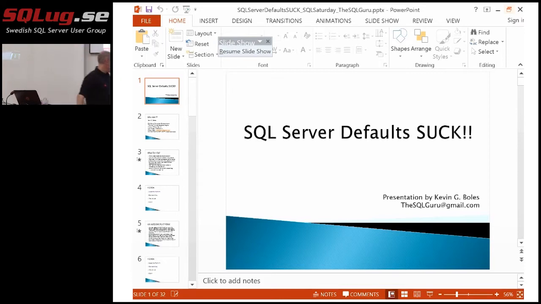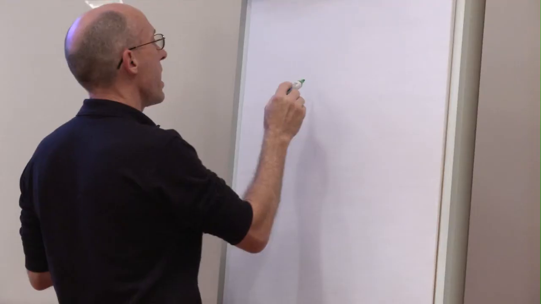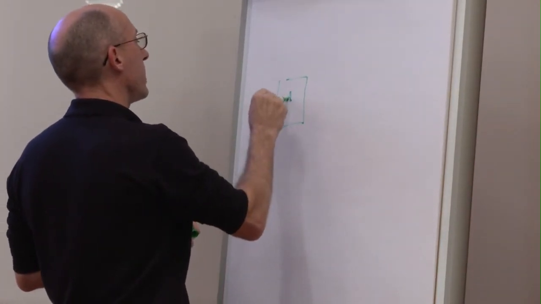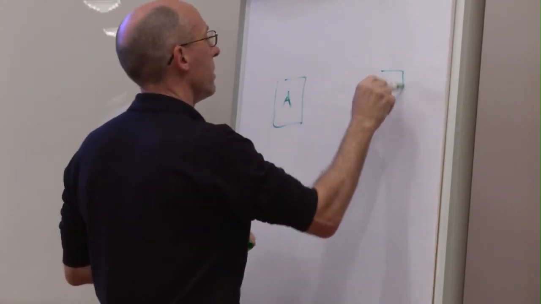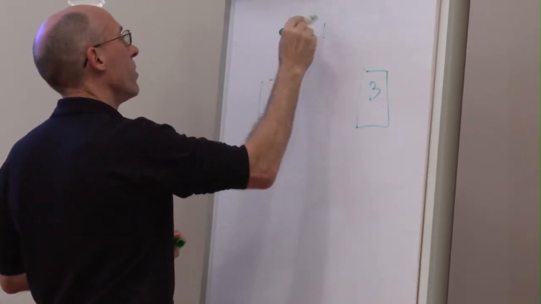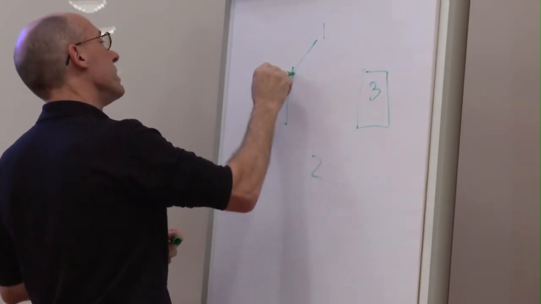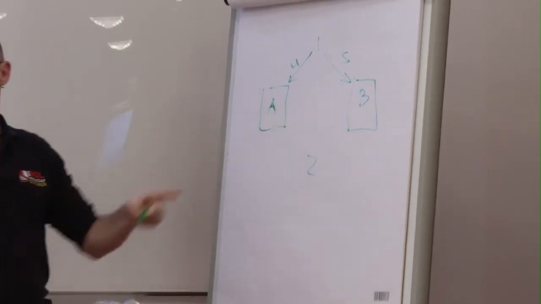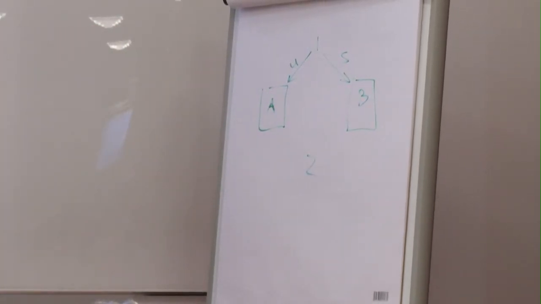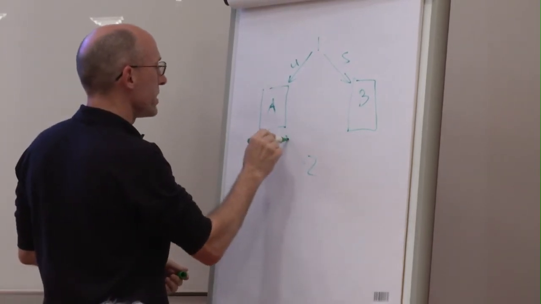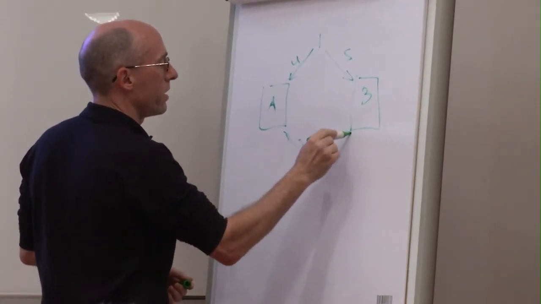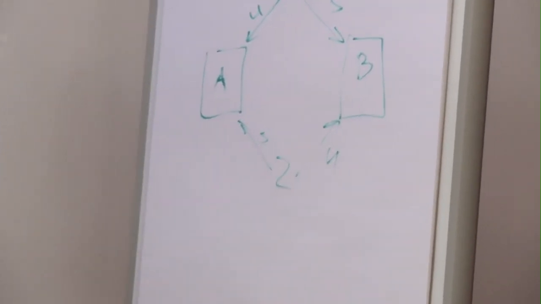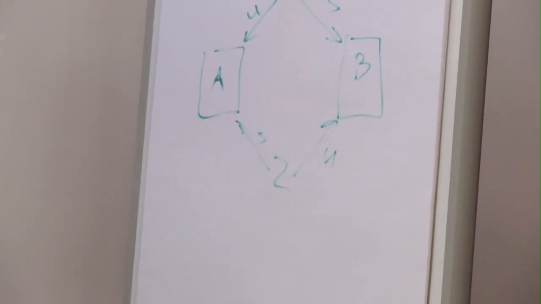So think about, I love a whiteboard. I'm so glad we had this. So we have object A and object B. And we have query 1 and query 2. And query 1 says, I'm going to update that guy, and I'm going to read this guy. And most of you know what's coming, right? Query 2 says, well, I got to read that guy, and I'm going to update that guy. What do we have the potential for? Deadlock.